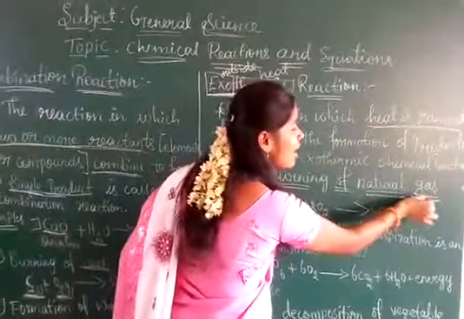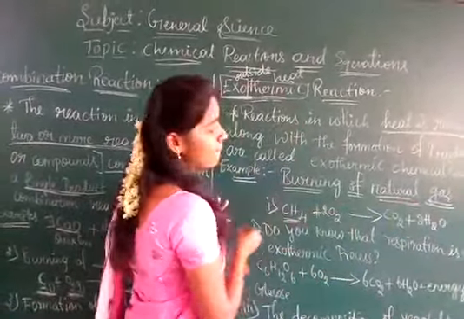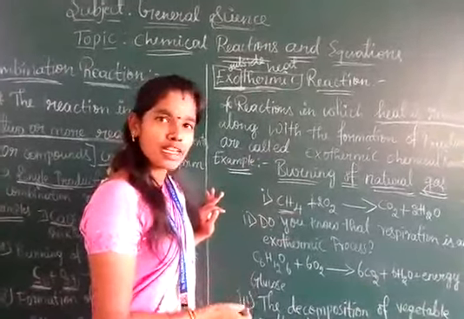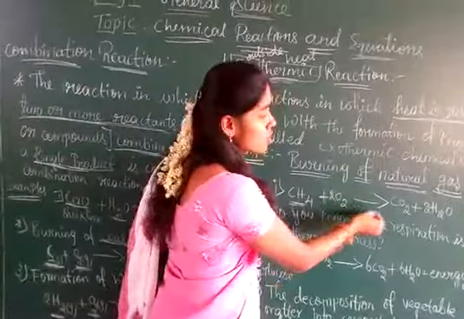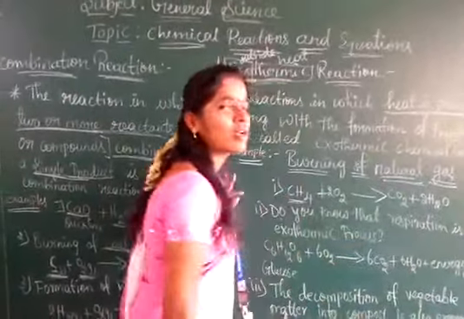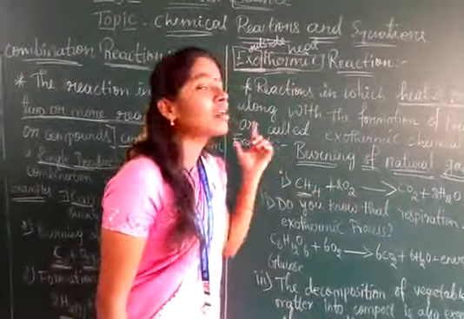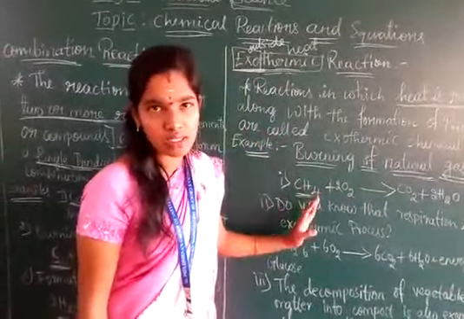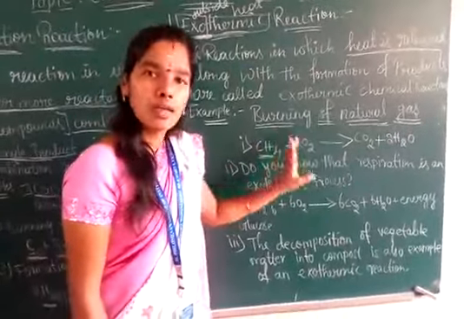Burning of natural gas. So what is that natural gas? It is methane. Methane is a natural gas. So methane burns in the presence of oxygen. So we will get carbon dioxide and water. Along with that, what happens? Heat is also released. This is an example for exothermic reactions. Why am I mentioning this equation here? Because it is an exothermic reaction.